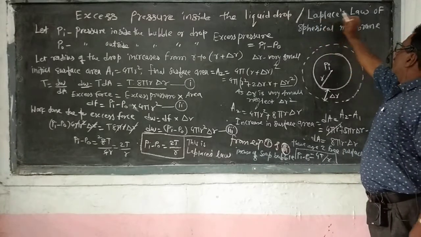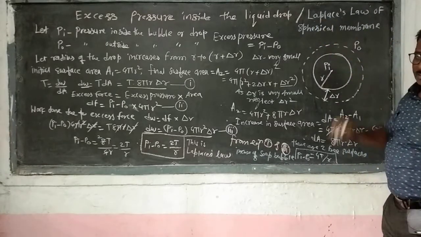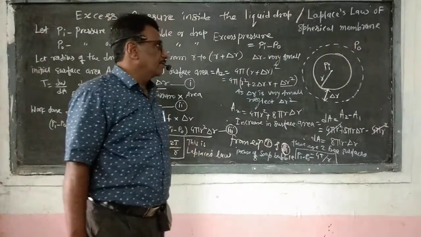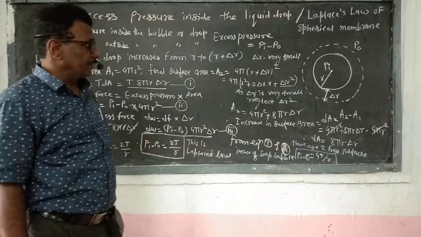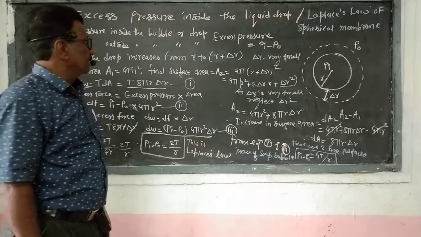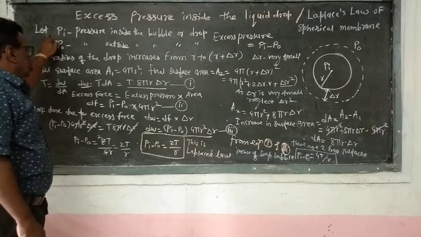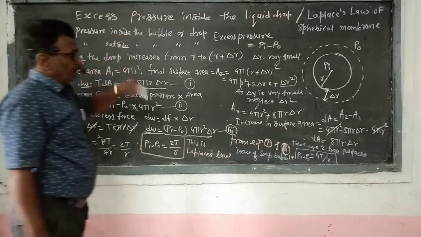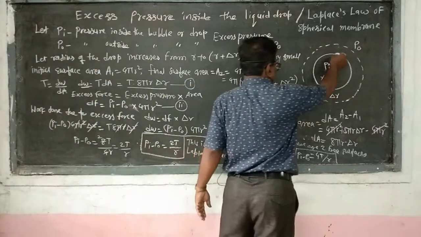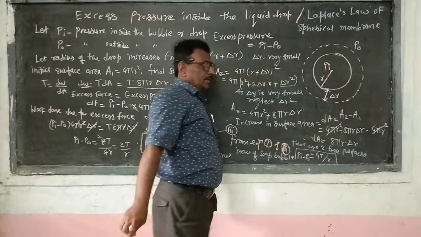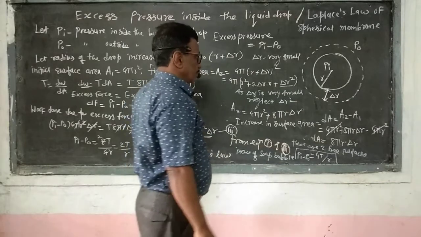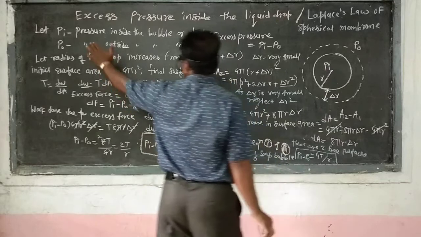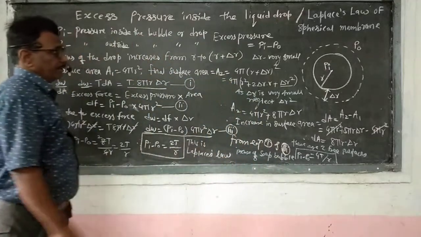Explain Laplace law of spherical membrane, or derive Laplace law of spherical membrane. Now we have to find out this excess pressure for the derivation. For that, consider, let Pi be the pressure inside the bubble or drop. We consider a bubble or a drop having center O and radius small r. Pi is the initial pressure inside.